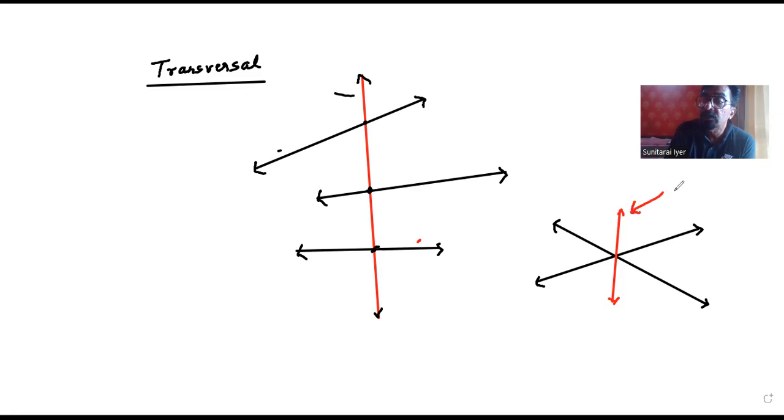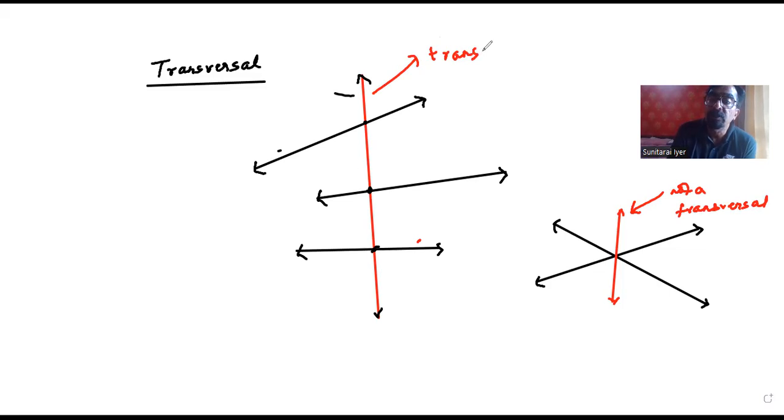This is not a transversal. Whereas here, children, in the first figure, you can see the red line is a transversal. I hope everybody understood now.